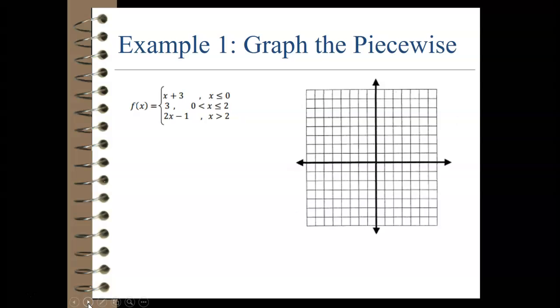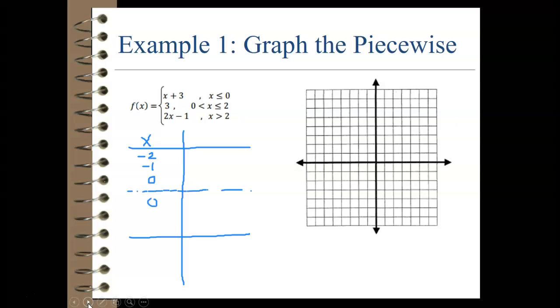Okay, so just like yesterday, we're going to focus on graphing and writing piecewise equations. So we have a piecewise that is broken down into 3 parts. That means there are 3 breaking points. So I need values of x less than 0, I need values of x between 0 and 2, and I need values of x greater than 2.